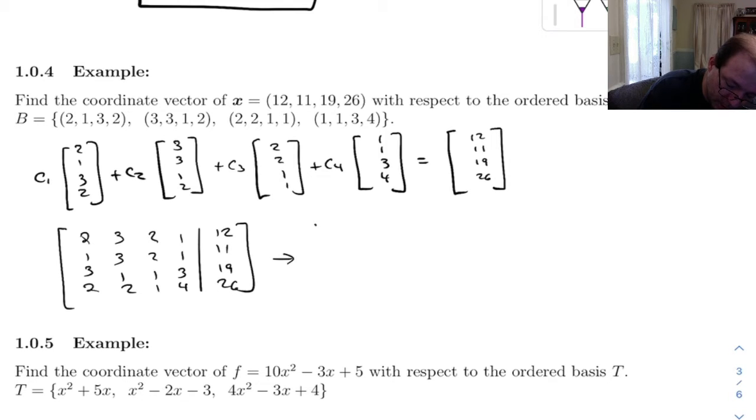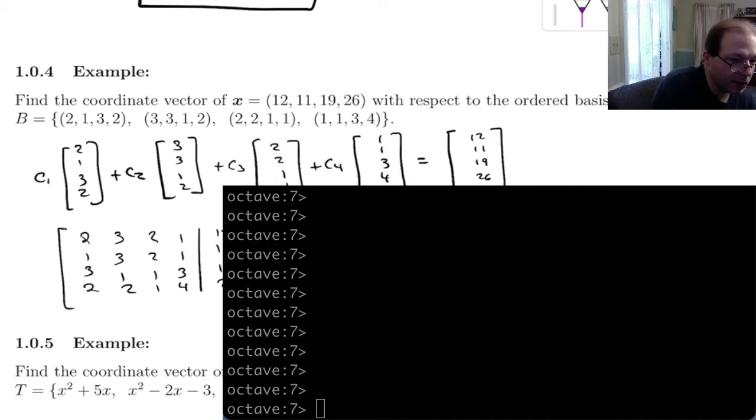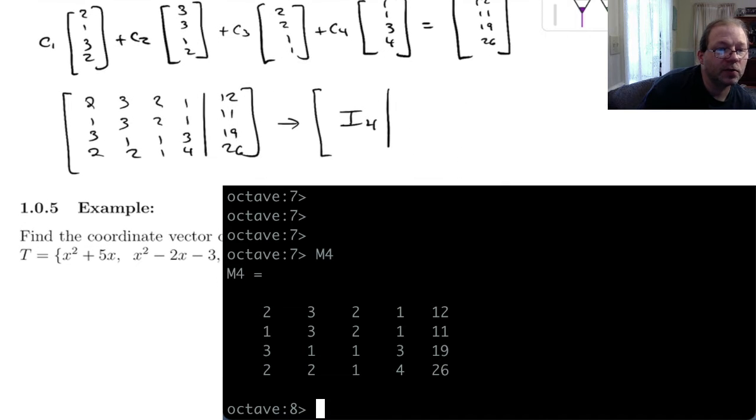And row reduce it. And again, we know that this is going to give us I4 because those 4 vectors are linearly independent. So let's get Octave to row reduce this for us. Now I've already entered it into Octave as M4. Let's just double check it right quick. M4. Let's see, that should look exactly like what we've got there.